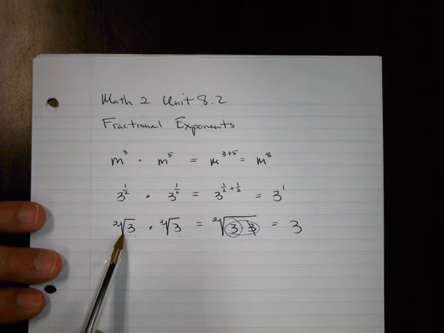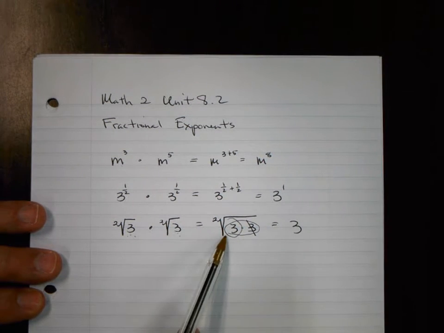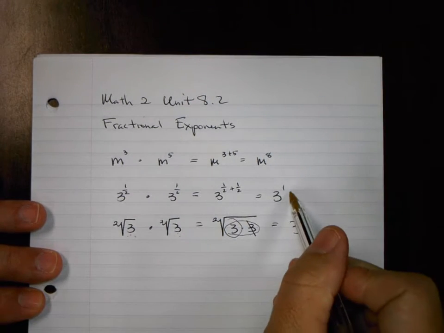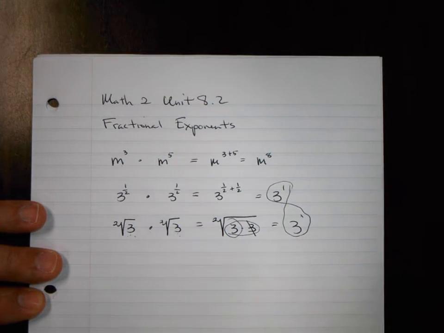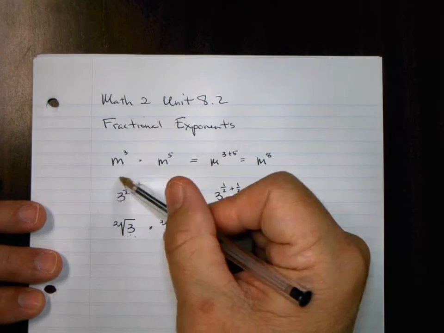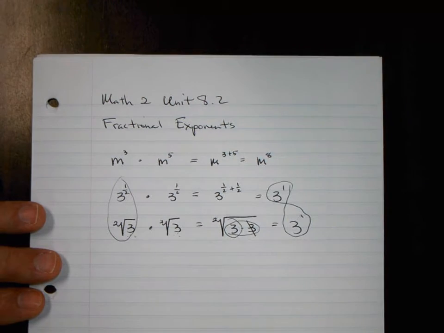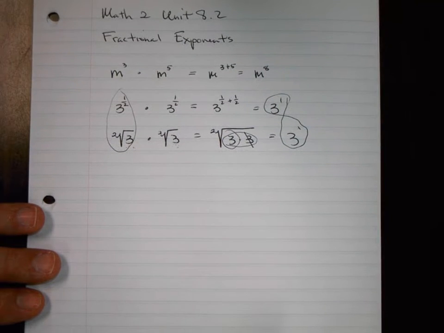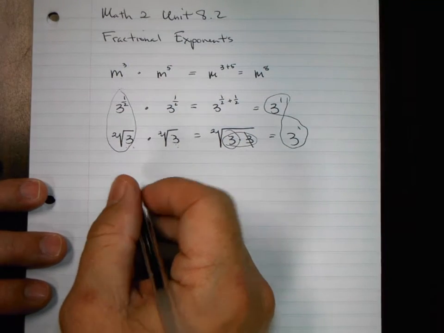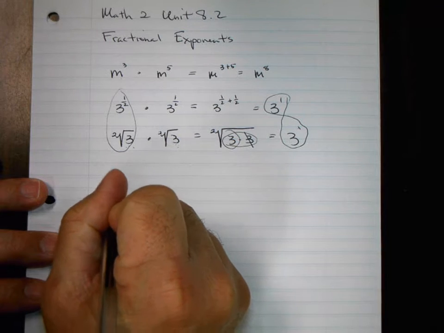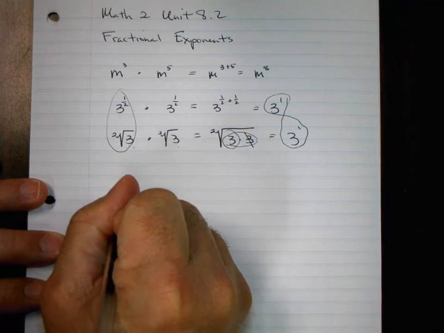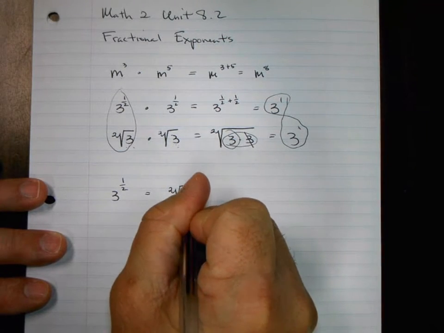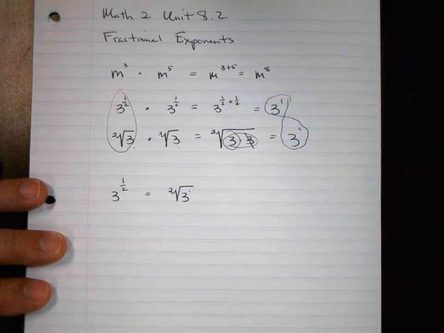So the square root of 3 times the square root of 3 equals the square root of 3 times 3, which our final answer is just 3 to the first. So you can see these two are equal, which must mean that these two have to equal, and that's a new rule for you, fractional exponents. Okay, so we can say that 3 to the 1/2 equals the square root of 3, and I'm going to put 3 to the first.